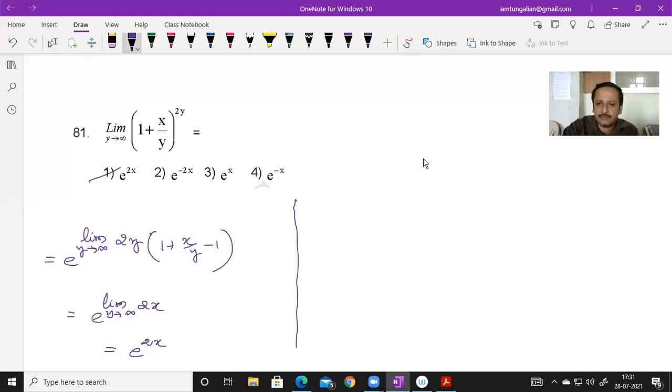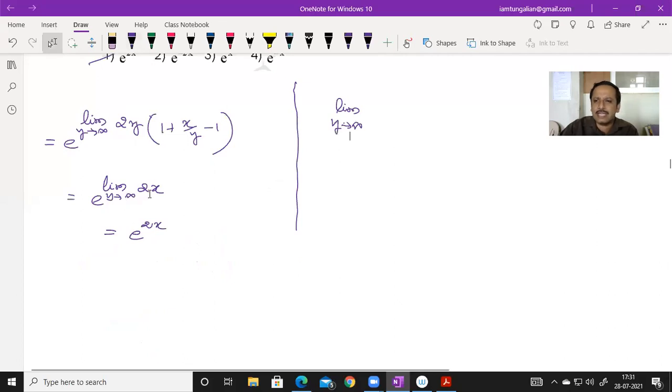I'll give you another method. You have a limit where y tends to infinity. How did the last answer come? When y tends to infinity, x will remain as x only. x will not change, and 2 will not change, because they will be treated as constants. When y is tending to infinity, y is the variable. y is changing, so x will remain as x.